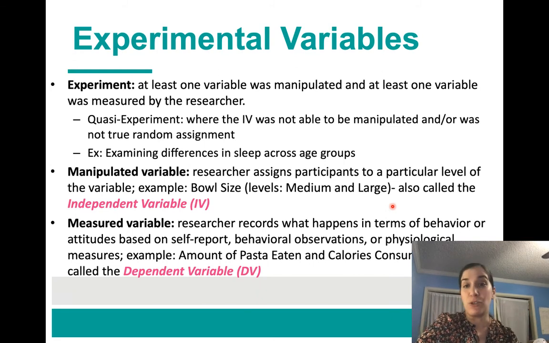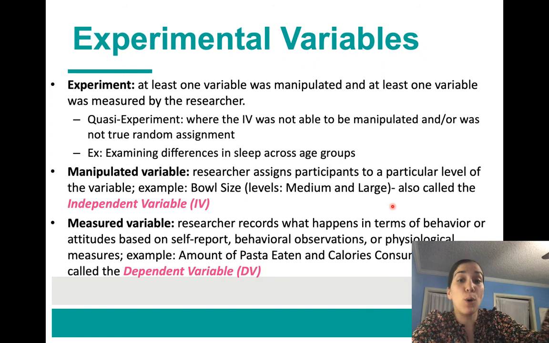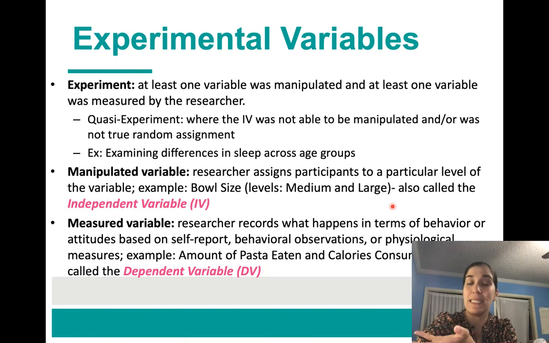And then we have a measured variable. Measured variables are also typically dependent variables. This is the thing that you want to see if it is impacted. This is your outcome. It's what you record, what you measure to see if the independent variable has an impact. So in the pasta study, the measured variable, the dependent variable, is how much pasta was eaten, or the number of calories consumed. It's the outcome. It's the thing at the end that you're seeing if the independent variable has an impact on. You're seeing if bowl size had an impact on pasta eaten, okay? So that's our measured variable or dependent variable.